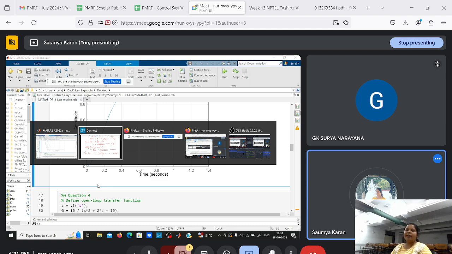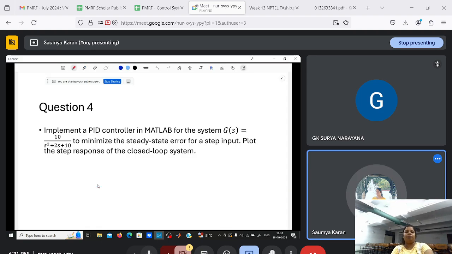Okay. So we read a lot about PID controller. The question is, we want to implement a PID controller in MATLAB for this system, G(s) equal to 10 upon s square plus 2s plus 10, to minimize the steady state error for a step input. So we want to plot the step response for the system and we want to tune the PID controller. So what all can you do?